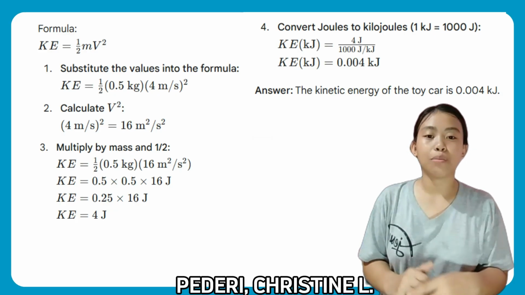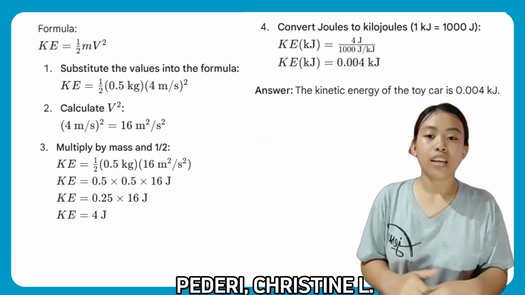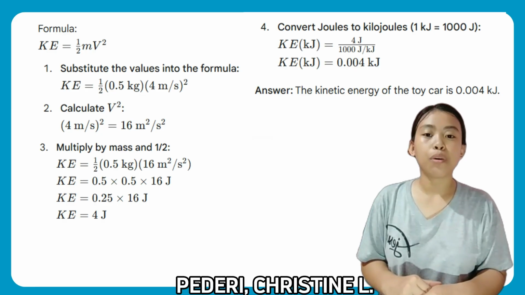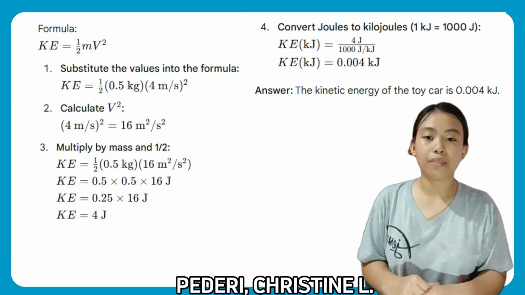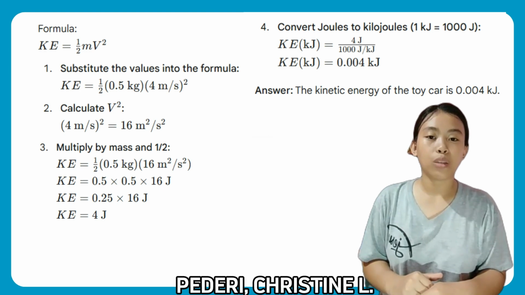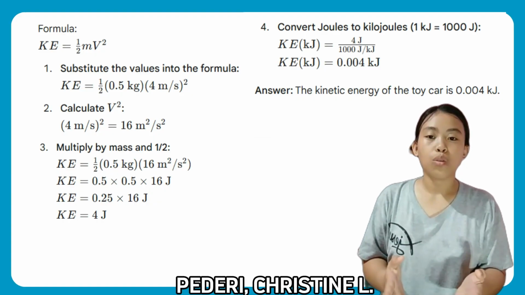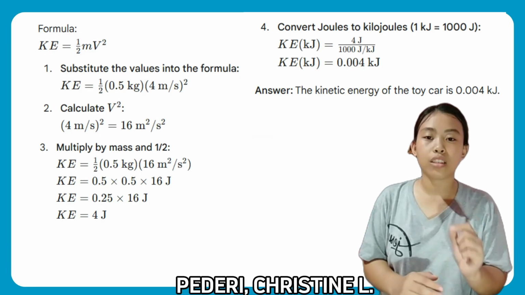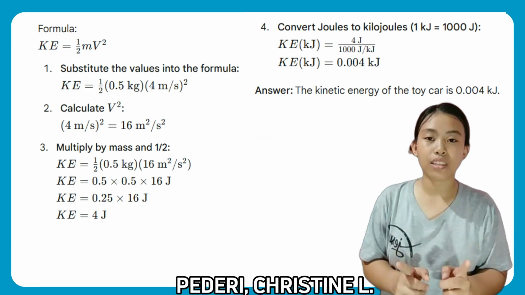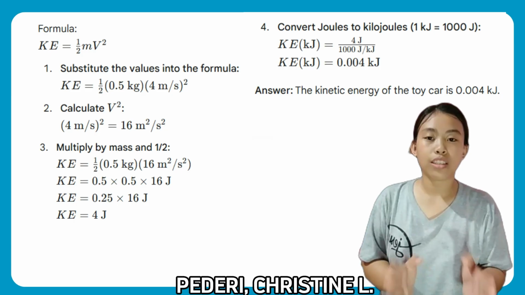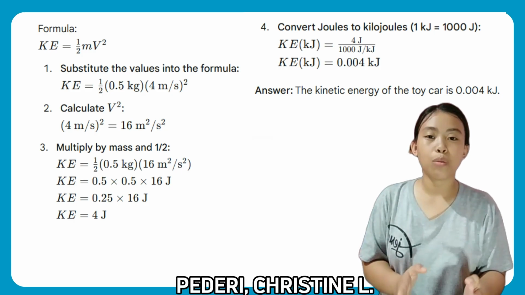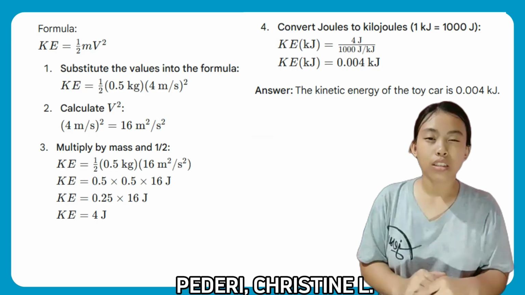First thing we do is to substitute the values into the formula. So KE equals 1/2 multiplied by 0.5 kilogram, and then we multiply it with the 4 meter per second velocity. First thing we do is to calculate the velocity. So 4 meter per second is cubed, so it has a parenthesis. So 4 times 4 equals 16. So therefore it would be 16 meters squared per second squared.